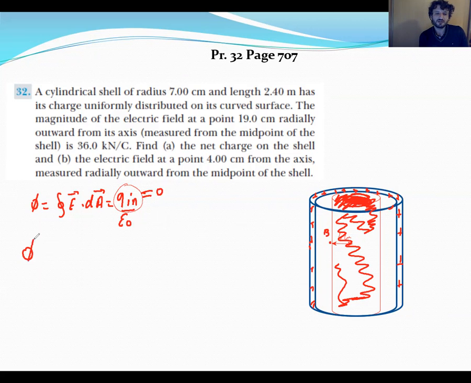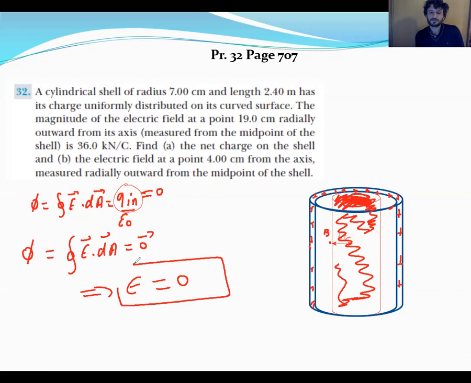We can say the flux equals the integral of E dA. Anyway, if you don't have Q in, you don't have E. So E dA equals 0, so E equals 0 at the point B. Okay, this is the answer of part B.